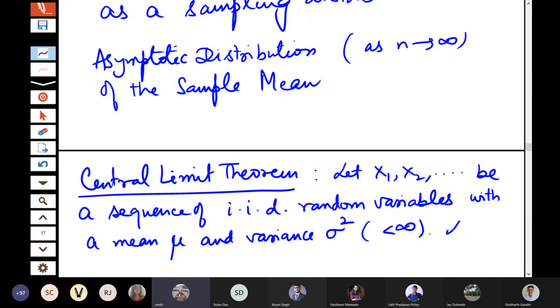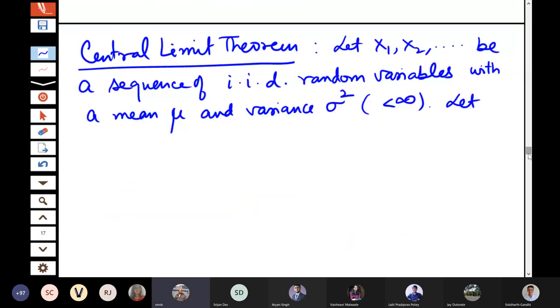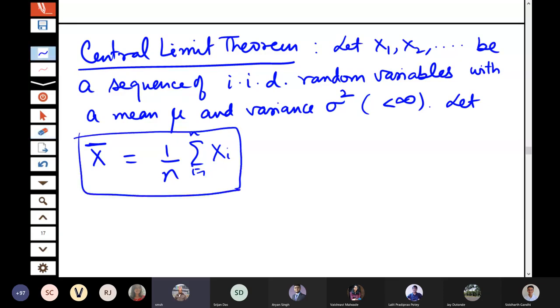Let us use the notation xn bar, because earlier we used yn for the largest order statistic. Xn bar is 1 by n sigma xi, i is equal to 1 to n. If the inference is clear you don't need this n, because it is nothing but the mean of n observations. I wanted to put n just to denote that.